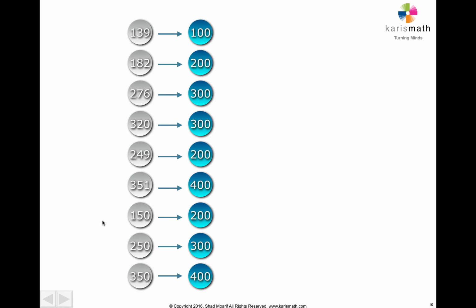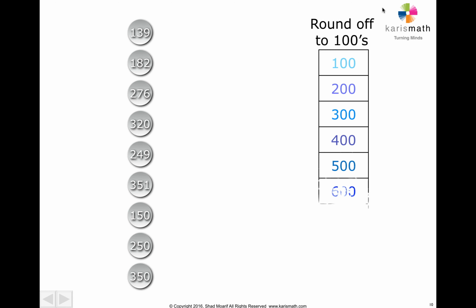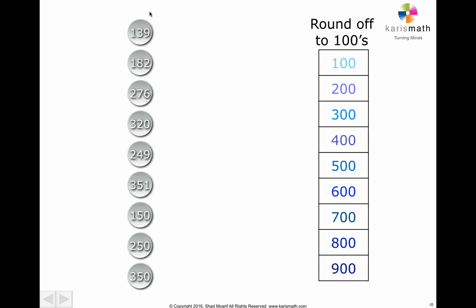If we turn it straight up like that, 139 rolls down to 100, this rolls down to 200, and so on. If you've got the logic and the pattern in all this, let's see if you can do it without looking at these numbers. I'll give you all the numbers they round off to, and you'll have to match each with the right number that it rounds off to. 139 rounds off to 100. Very good. 182 rounds off to what? Remember, 82 will round off to the next 100, so this will be 200. Very good. What about 276?